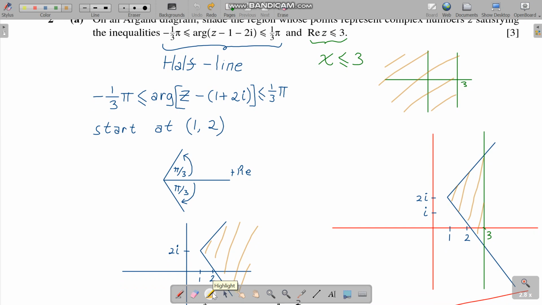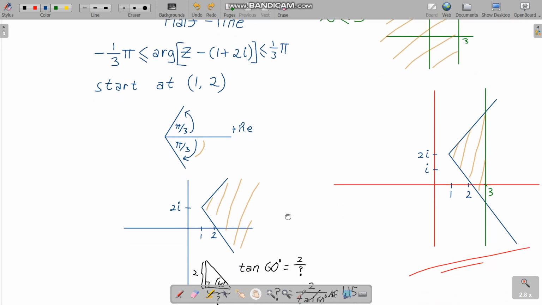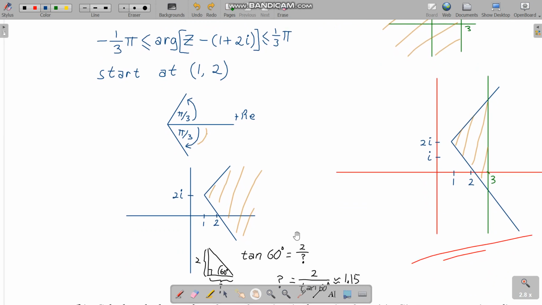from negative 1/3 pi. Negative means in clockwise direction, so this is from negative 1/3 pi, and this is positive 1/3 pi. So the graph should look like this. We have the starting point at (1, 2) and the angle from minus 1/3 pi to positive 1/3 pi. This is the part we shaded.